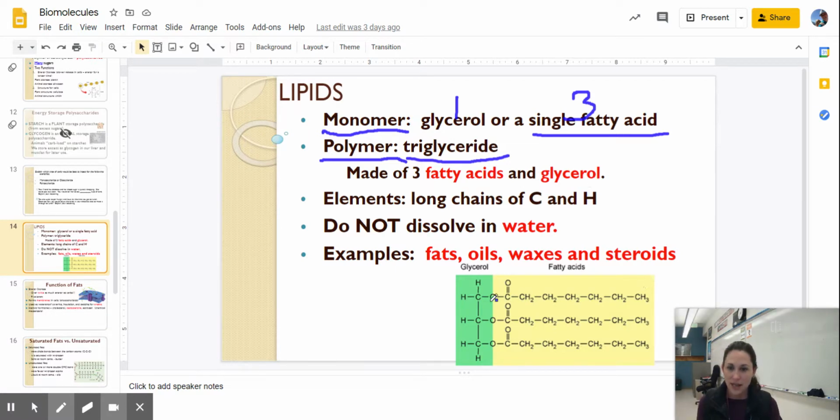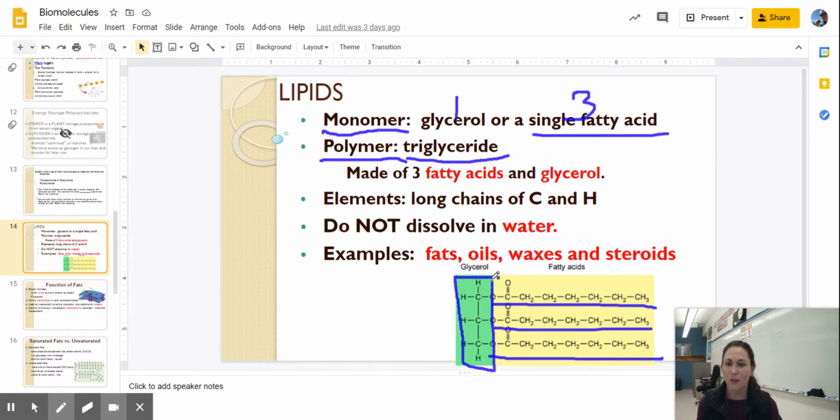And if you look down here, these long chains right here are the 3 individual fatty acids, and you can see them there. And this part right here is the glycerol. And when we link them all together, we have this triglyceride. These are made of carbon and hydrogen. I don't have a ratio for you, but usually they're really long chains of carbon and hydrogen. Some characteristics of lipids: they don't dissolve in water. Some examples would be fats, oils, waxes, and steroids are a group of hormones that are made from lipids.